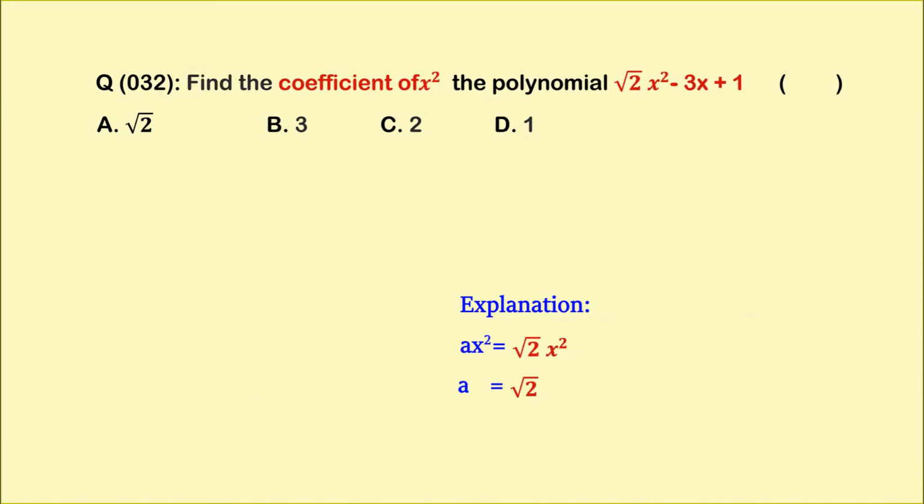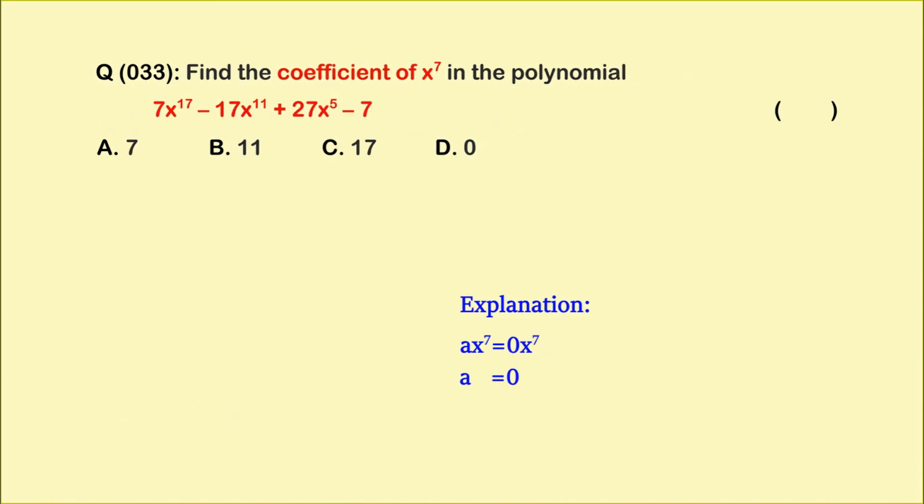Question number 32. Find the coefficient of x square in the polynomial root 2 x square minus 3x plus 1. As you can see in the explanation, ax square is equal to root 2 x square. So a is equal to root 2. So the right answer is A, root 2.